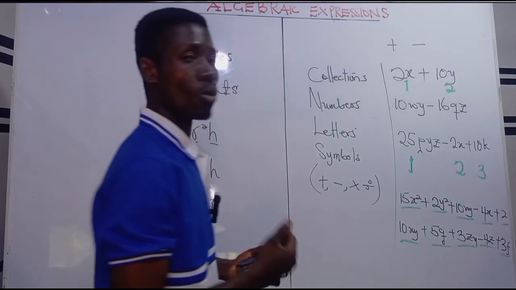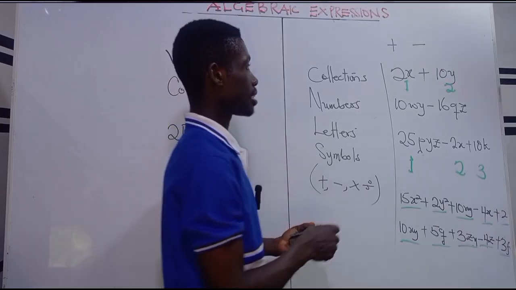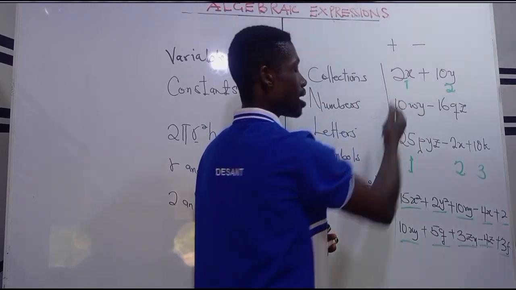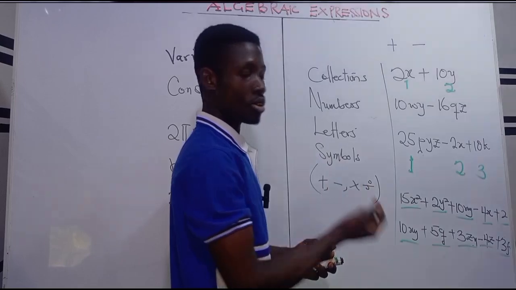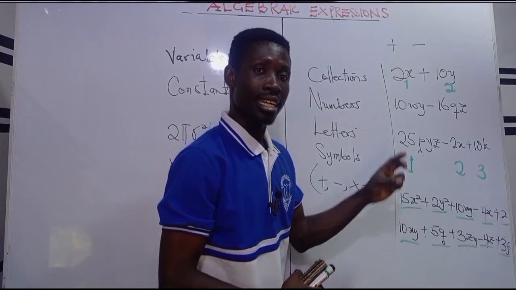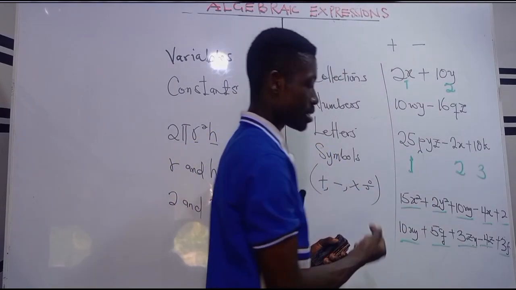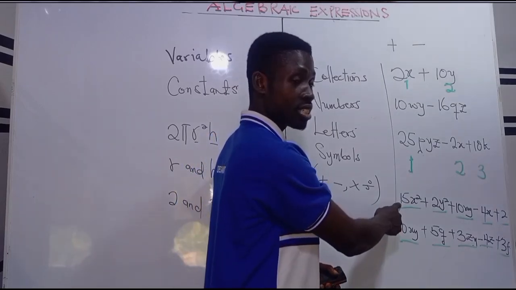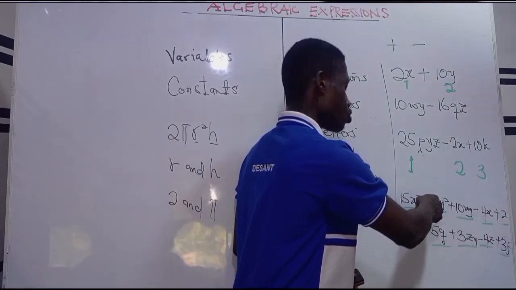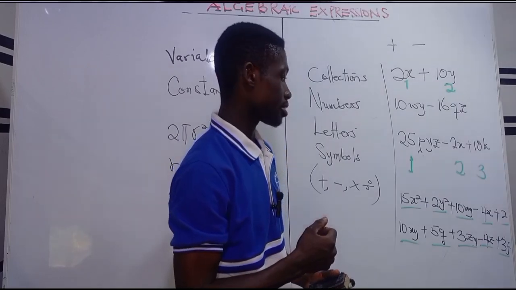Now, a term contains numbers, letters, and powers. So looking at this, this is our first term. It contains what? Number and then letter. Now we'll look at this example 2. A term consists of numbers, letters, and then powers. So with the first term in this algebraic expression, it contains what? 15, which is a number, x, which is a letter, and then 2, which is what? A power or an exponent. I guess you are following this.